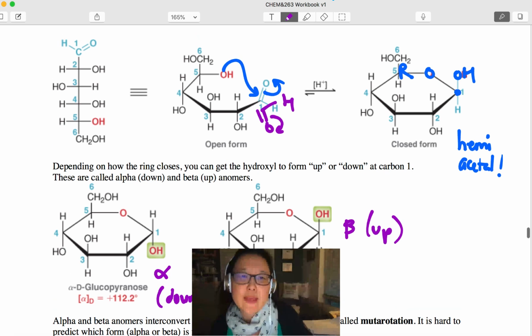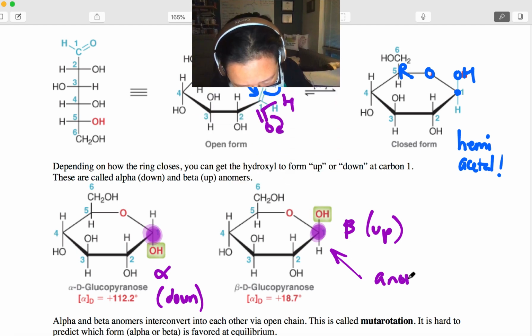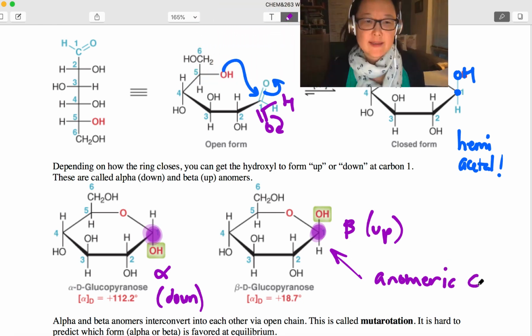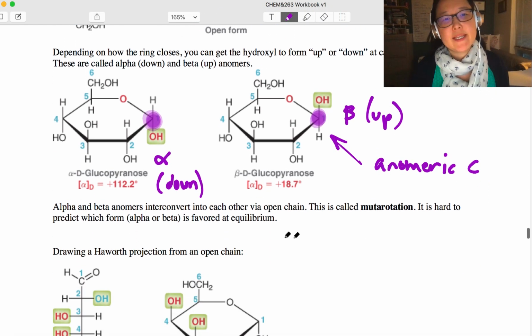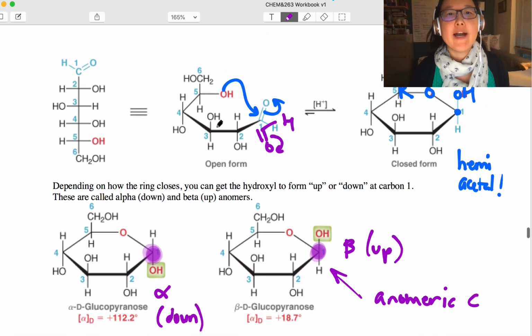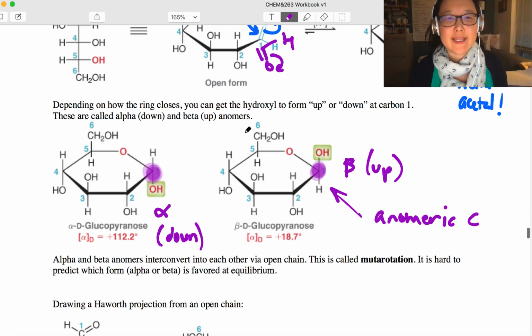And this carbon that got attacked has a very special name. We call it the anomeric carbon. And that's because what anomer you get is determined by the attack at that carbon. Now, alpha and beta anomers can convert into each other by opening up and forming the open chain and then closing again in a different way to get the other isomer.